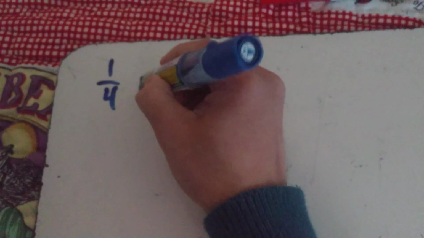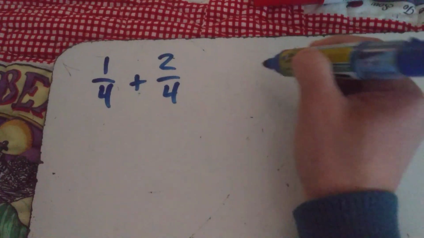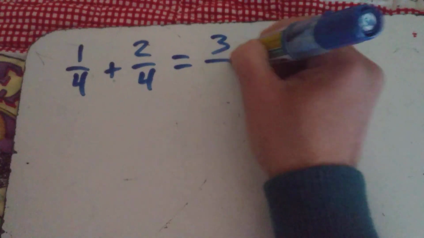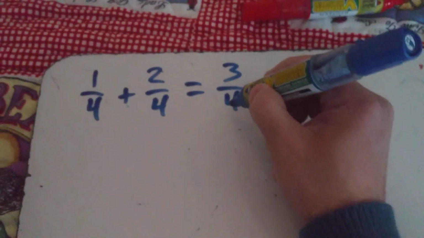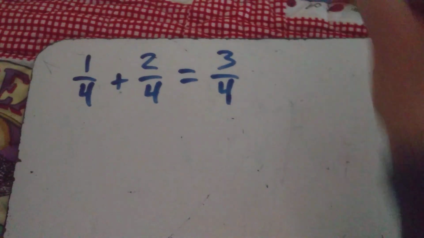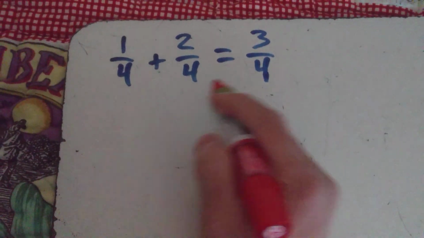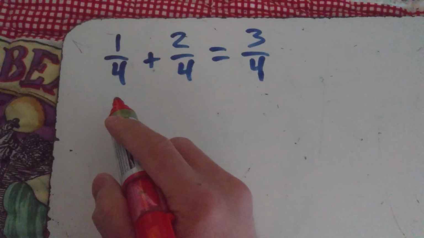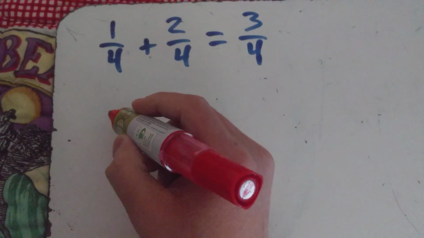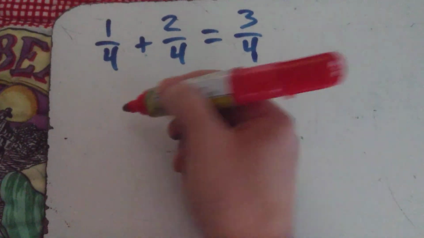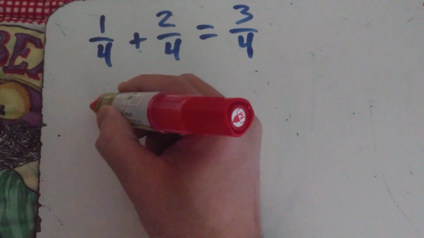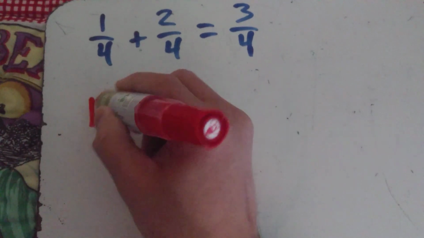So the original problem was 1/4 plus 2/4 equals 3/4. That was our original problem. Now let's write a word problem for this. How could we represent 1/4 plus 2/4 equals 3/4? How about this? We'll start this.